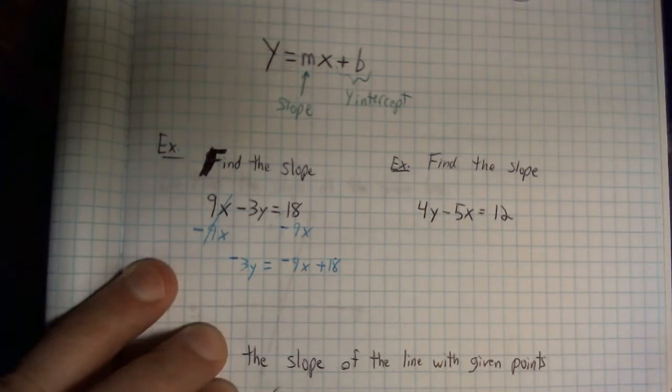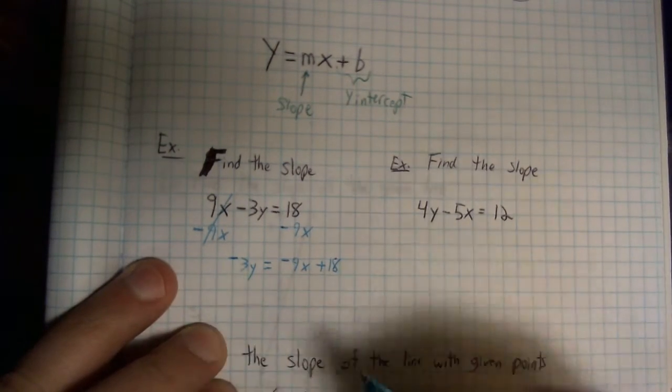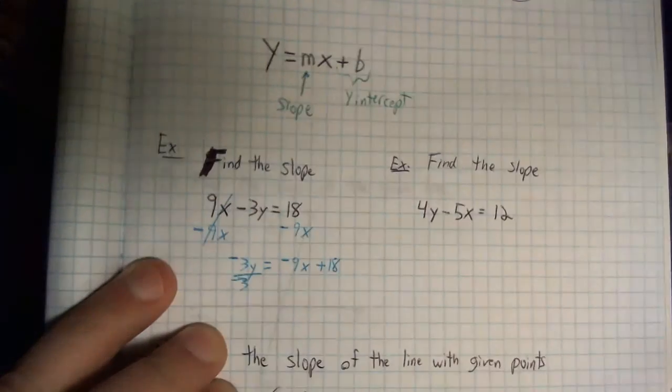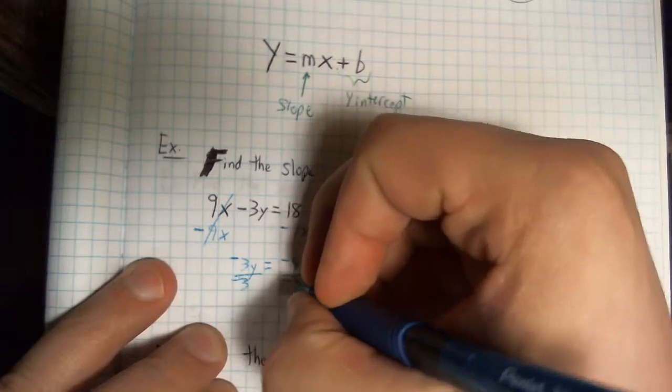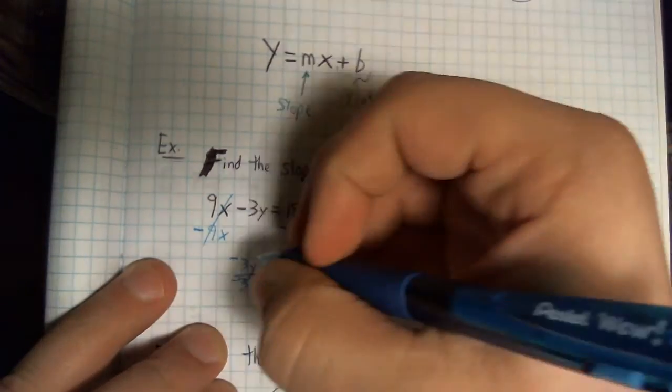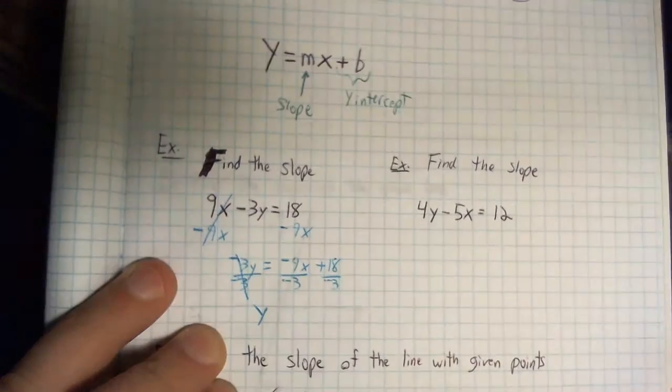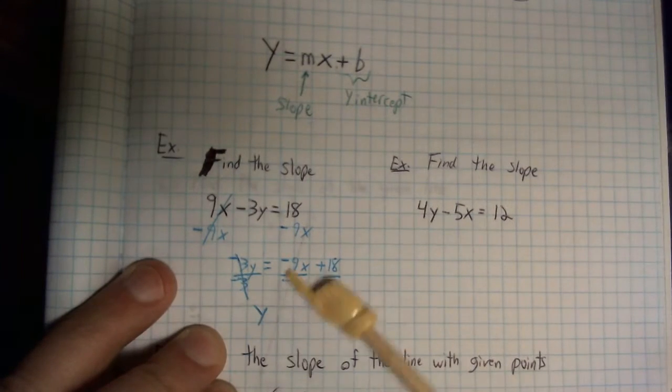Nothing's happened to the 18 yet. And to get rid of this -3 attached to the y, we're going to divide by -3 on both sides. That gets rid of my -3 here. I have the y that I want, right? Just plain old y, just like we set up here.